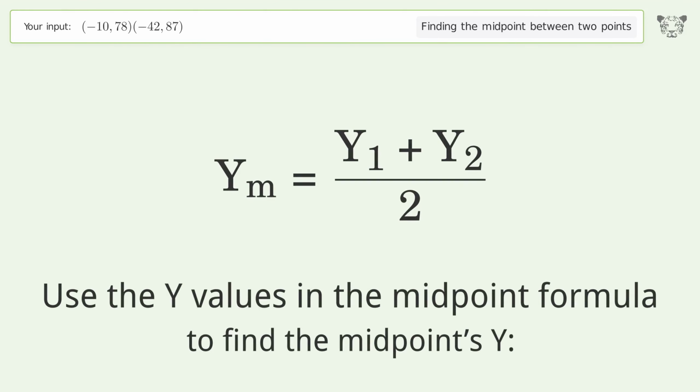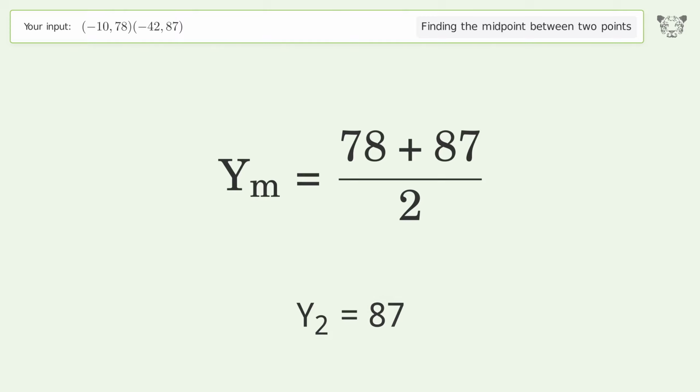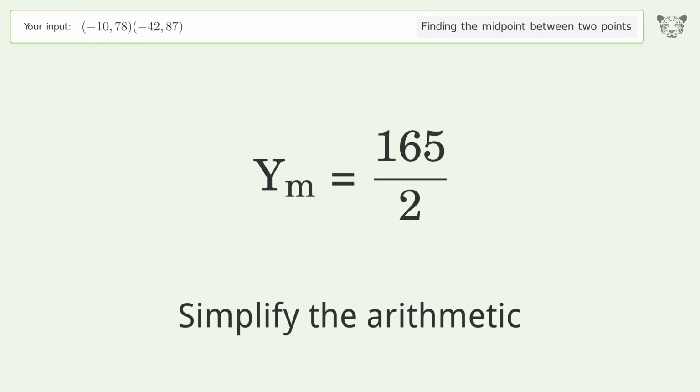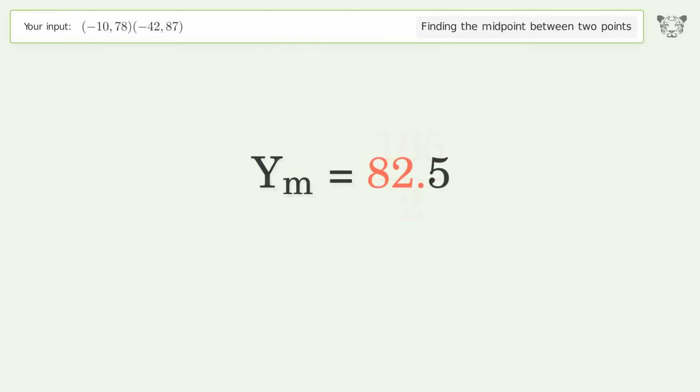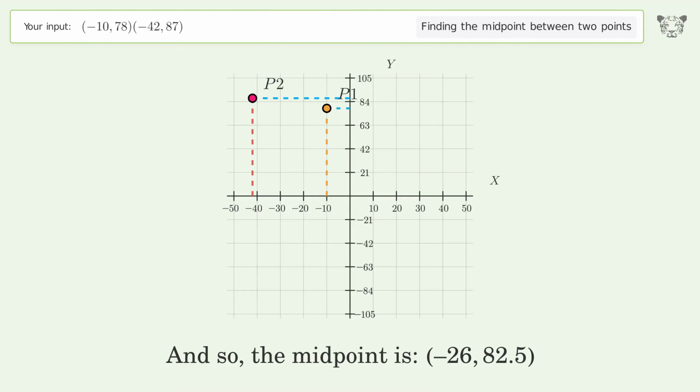Use the y values in the midpoint formula to find the midpoint's y. y1 equals 78. y2 equals 87. Simplify the arithmetic. And so, the midpoint is negative 26, 82.5.